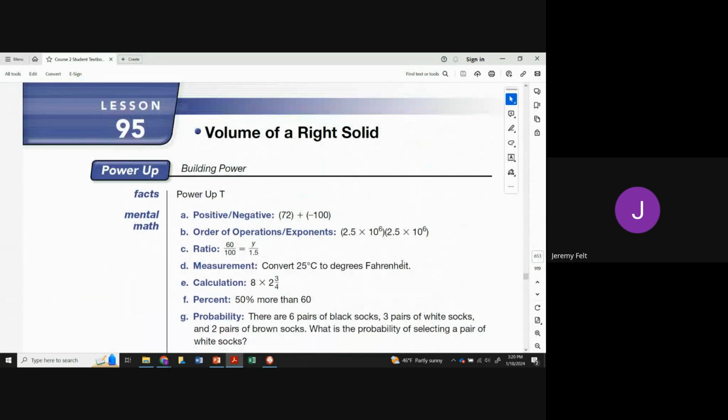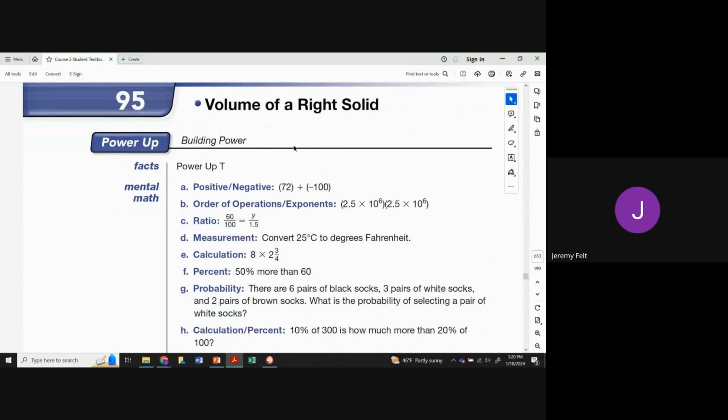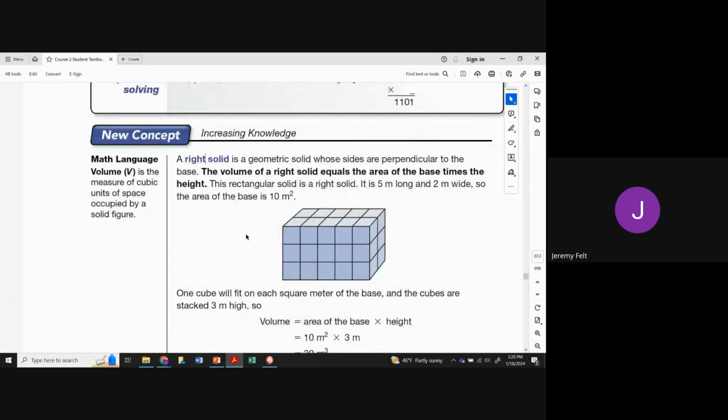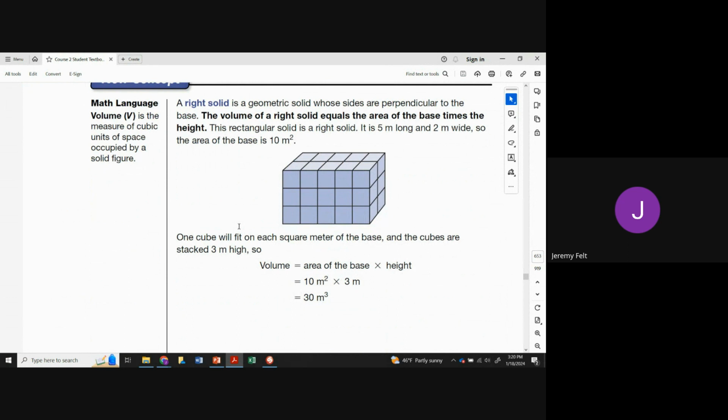All right, lesson 95, we are looking at volumes of right solids. So again, we call these prisms, or if it's circular top and bottom, we call it a cylinder. A right solid means that the shape top and bottom are congruent. Rectangular prism, triangular prism, cylinder, as we mentioned, octagonal prism. Those are all examples.